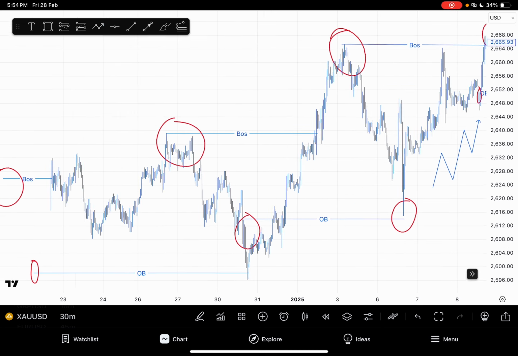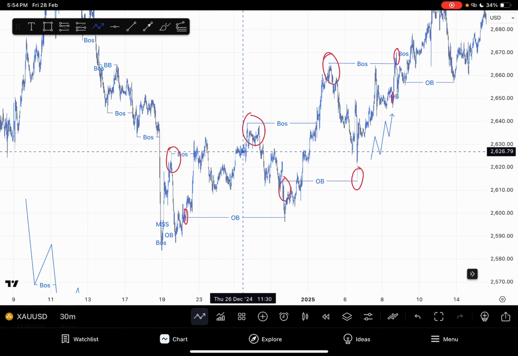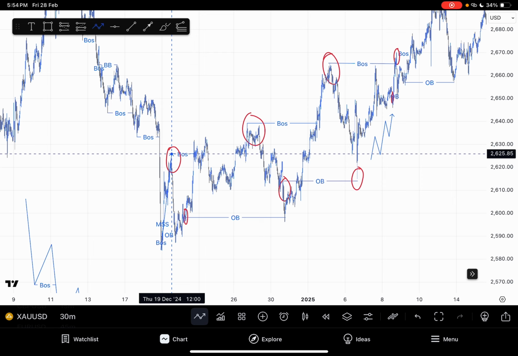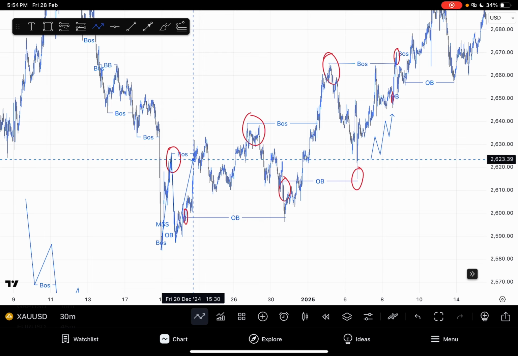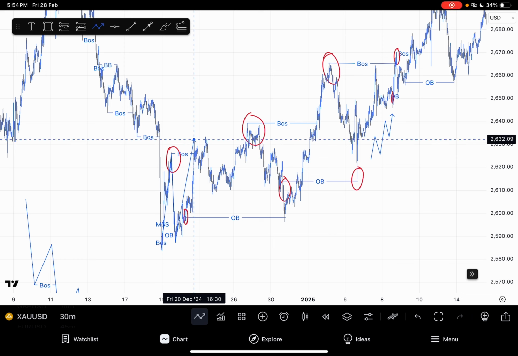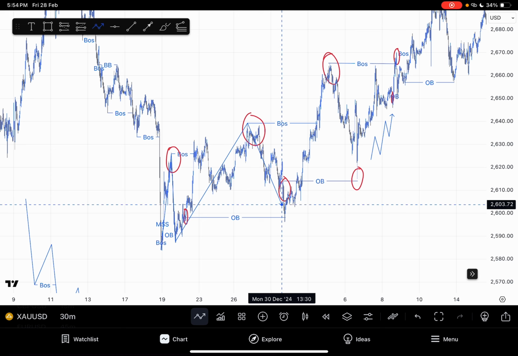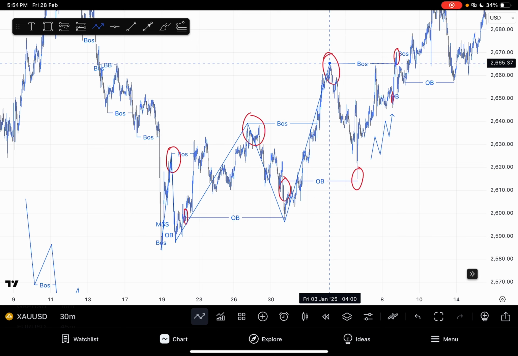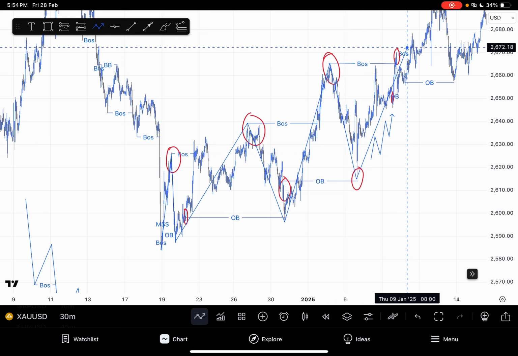Now from this point here, you can see price has been following that pattern. From this point, it's always breaking above every previous high, then coming back for the OB or the breaker block.